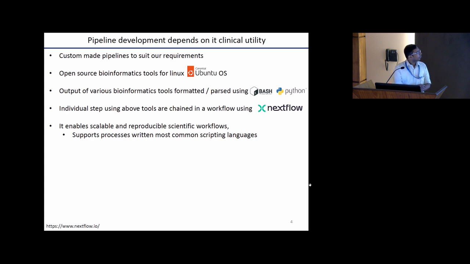At our department, we have our custom-made pipelines to suit our requirements, and we use open source tools. That means we don't pay for it. On a Linux operating system like Ubuntu OS, right? And the output of these bioinformatics tools is formatted or parsed using Bash and Python. These are again very simple and easy to learn. And these individual steps are executed in a chained workflow using Nextflow, right? This allows us to have a scalable and reproducible scientific workflow or pipeline. And Nextflow is written such that it can support most of the scripting languages, that means Bash and Python, right?